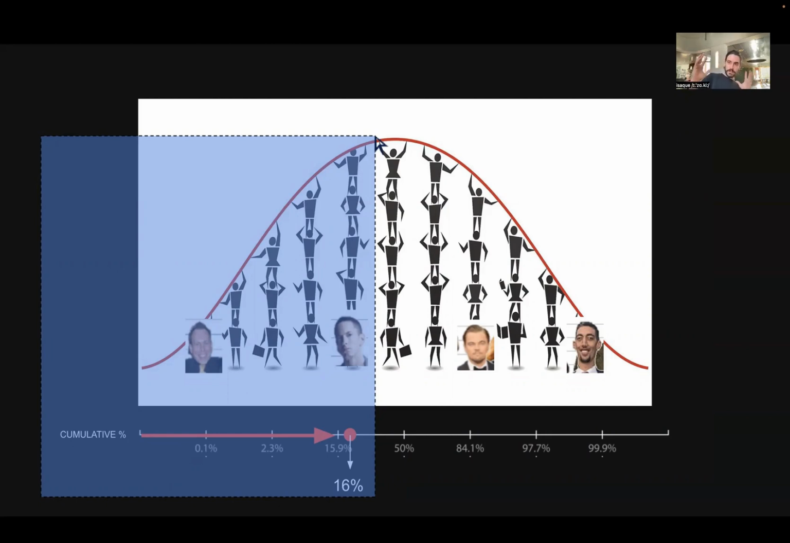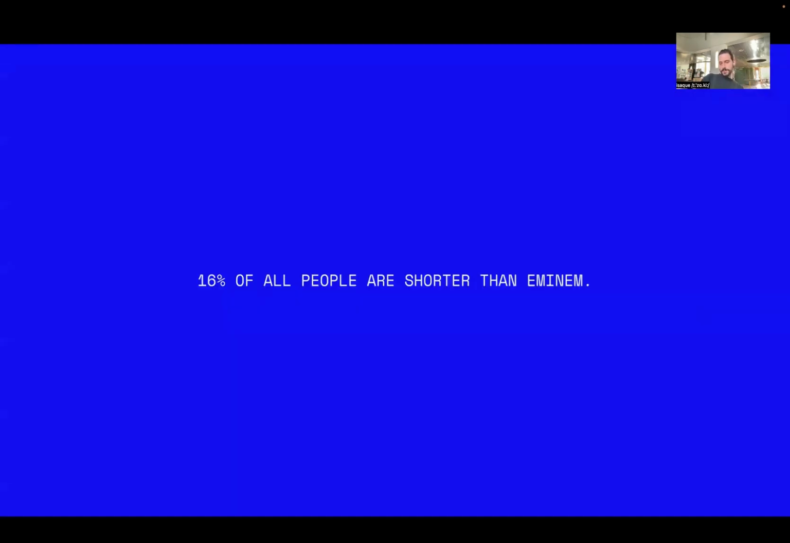This is interesting language, and it's fancy, like documentary scholar interview person language, but we use that quite a lot. So Eminem is in the 16th percentile, meaning that 16% of the world population is shorter than Eminem, because this is a distribution of height, right? This is the statement. Okay, 16% of all people are shorter than Eminem. Eminem is in the 16th percentile.